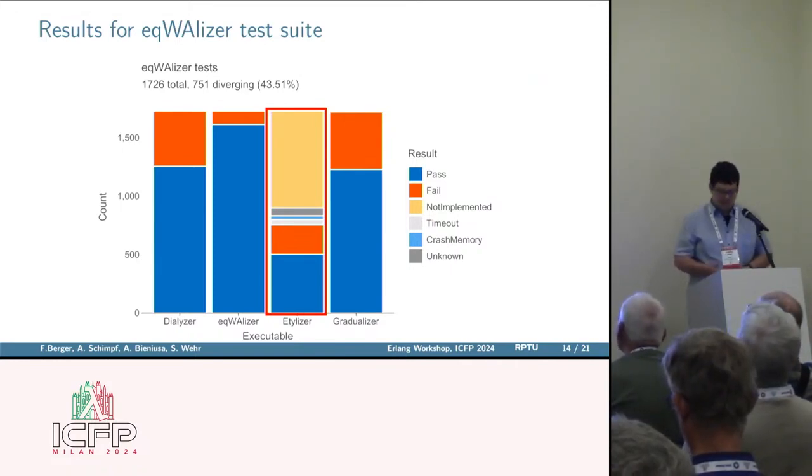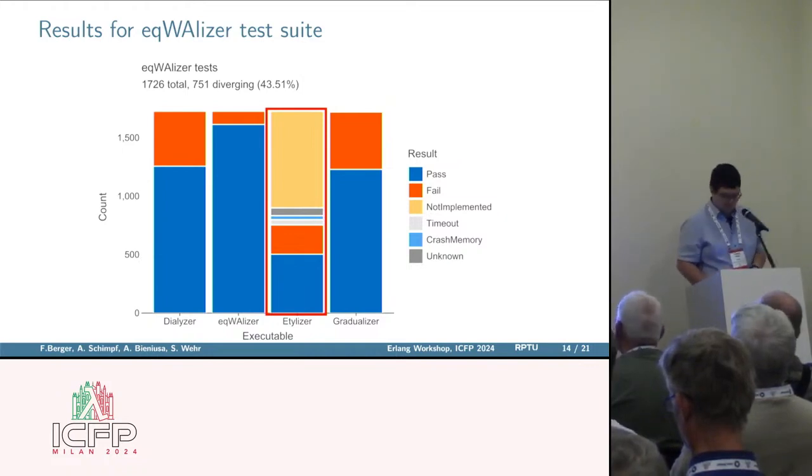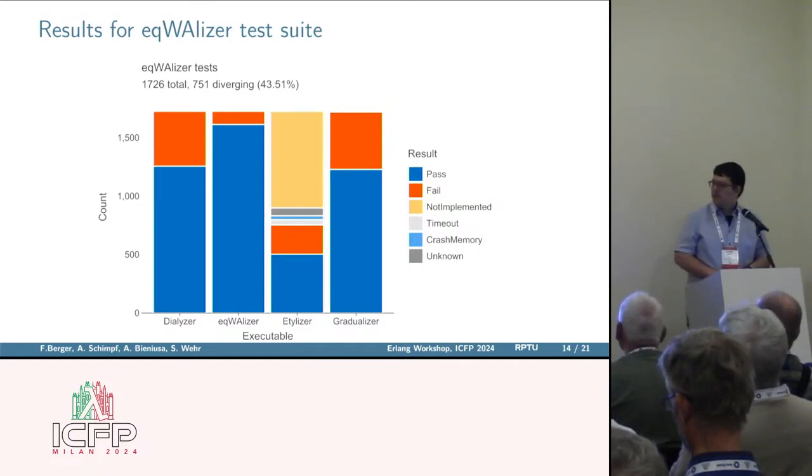Also, considering that these are more than 1,000 tests and a large chunk of the overall results, this probably also gives a bit of an idea why maybe eqWAlizer performs so well overall. In this test suite, we had about 43.5% of diverging results, which is lower than before, although this low sample size from the previous test suite may also skew things a bit.